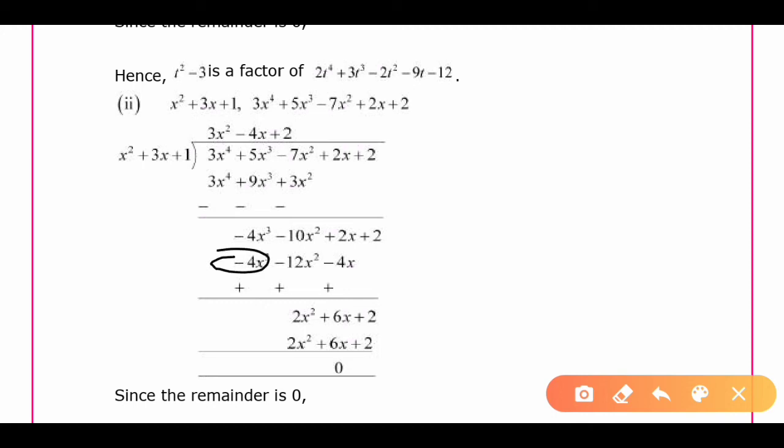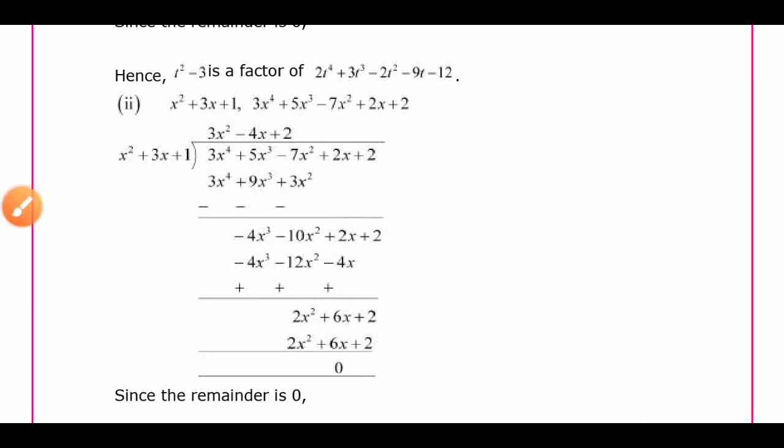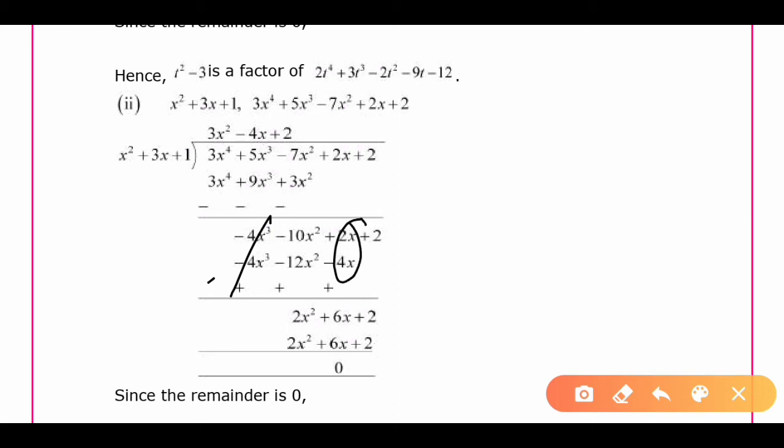Positive, this one is negative sign, so we will replace it by positive. This one is again negative, we will replace it by positive. This negative sign is also replaced by positive sign. After replacing the sign, we will perform the addition operation. So this one will be cancelled out. Here we will get 2x square, and for this we will get 6x, and 2 will be as it is.